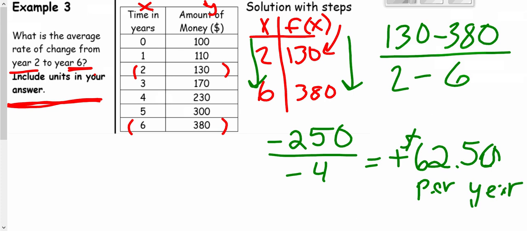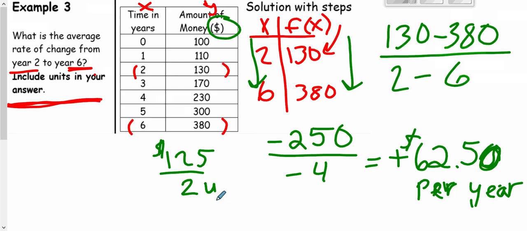Oops, sorry guys, my pen's not working. And I know that it's $62.50. I had to add that 50 cents because we're talking about money per year, because if we were to reduce this, it would come down to 125 over 2, and it's $125 over 2 years. So if I make that my decimal, that's 62.5 over 1, so $62.50 per year.